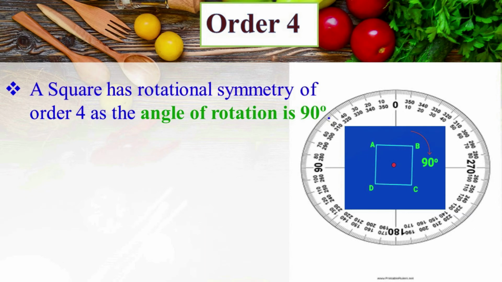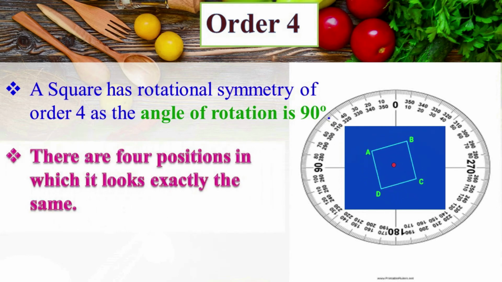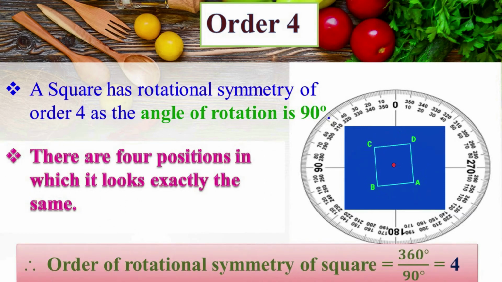Therefore, a square has rotational symmetry of order 4, as the angle of rotation is 90 degrees. There are 4 positions in which it looks exactly the same. Therefore, the order of rotational symmetry of a square is equal to 360 degrees divided by 90 degrees, which is equal to 4.